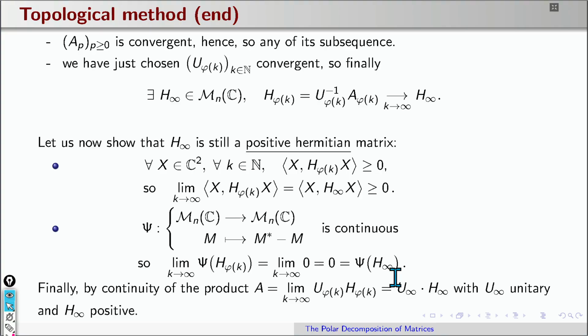So now we conclude by saying that this is convergent, this is convergent. The limit of a product, because the product is continuous, is equal to the product of the limits. We have shown that the limit U infinity is still unitary, and here we have shown that the limit of the H is also still positive. So this is what we wanted to prove.